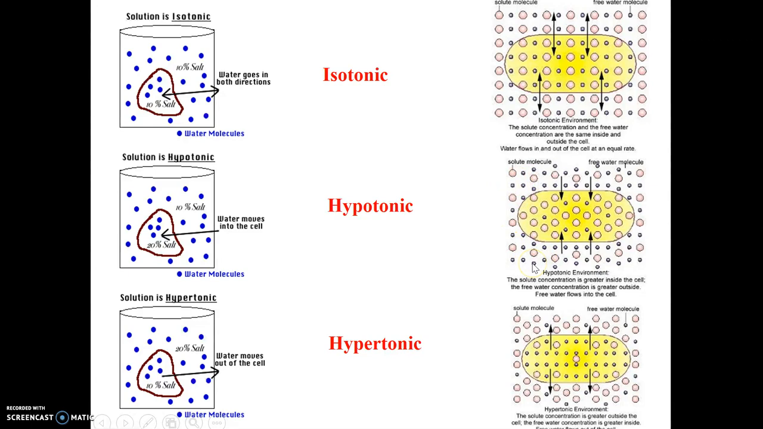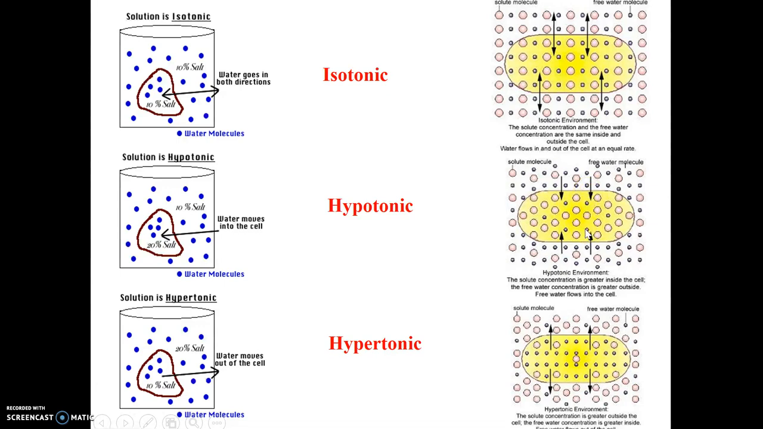So the water concentration gradient, the way the water wants to move, is from an area where there's more water, more free water, to an area where there's less free water. So the water is going to move into the cell, and it causes the cell to swell up. A hypotonic solution results in water moving into the cell.